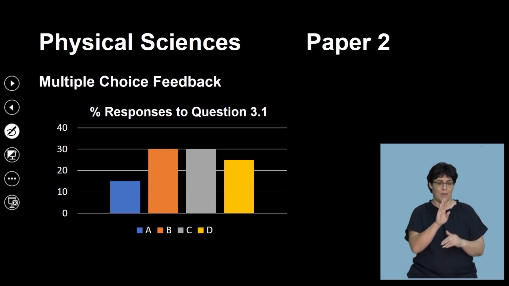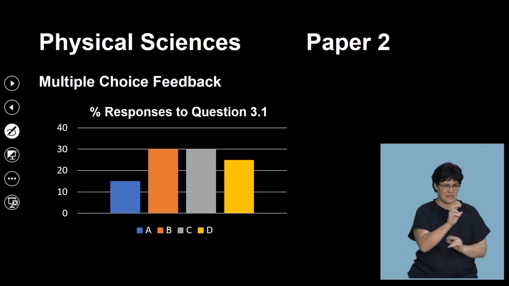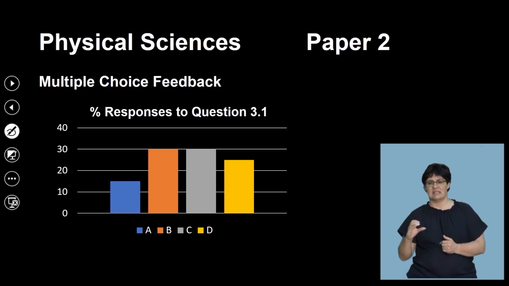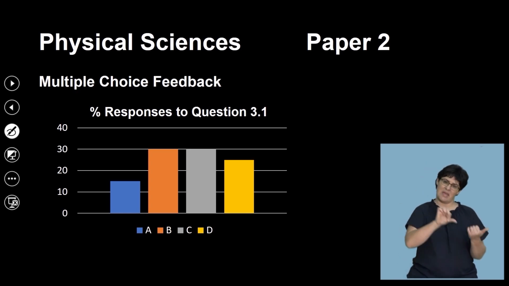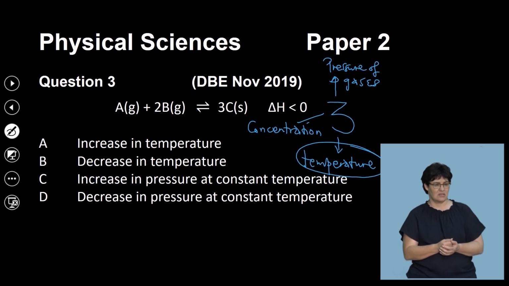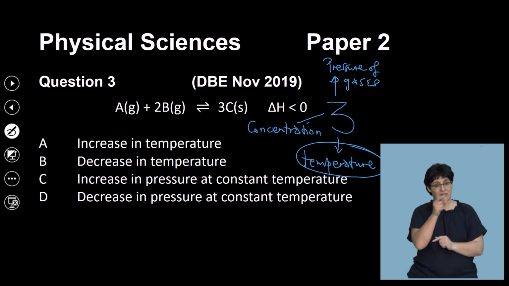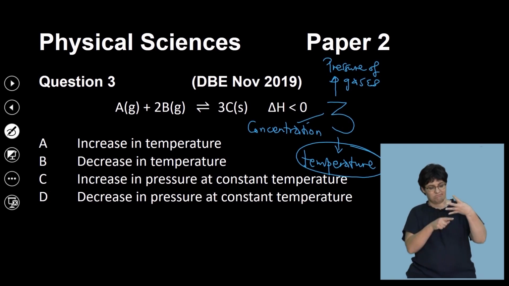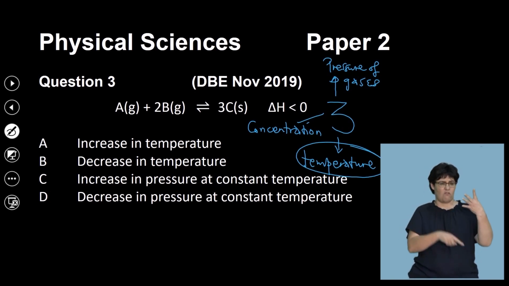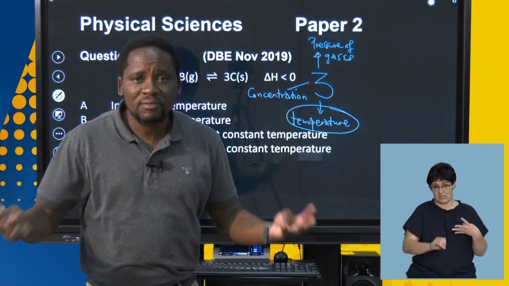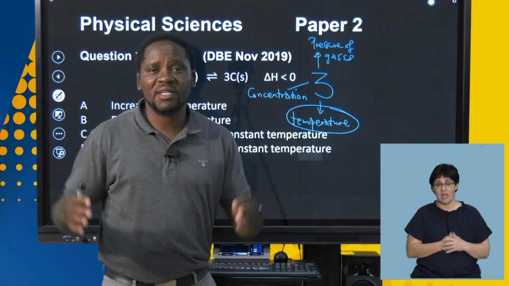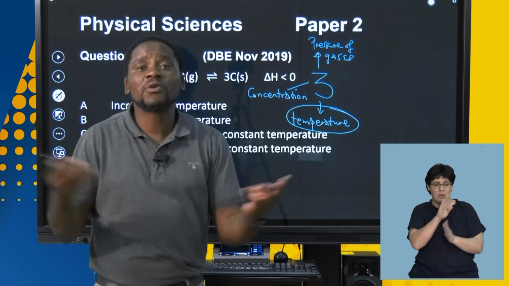Just to analyze some of the possible options that were given, the majority was split between option B and C, with option A having about 15% of respondents, and D about 25%. But let's go back to the question itself. The only thing that can change the magnitude of the Kc value is temperature. Now we're going to eliminate two distractors. If you choose at random from four, the chance is 25% of getting it correct. But if you eliminate the distractors, you improve your chances of getting it correct.